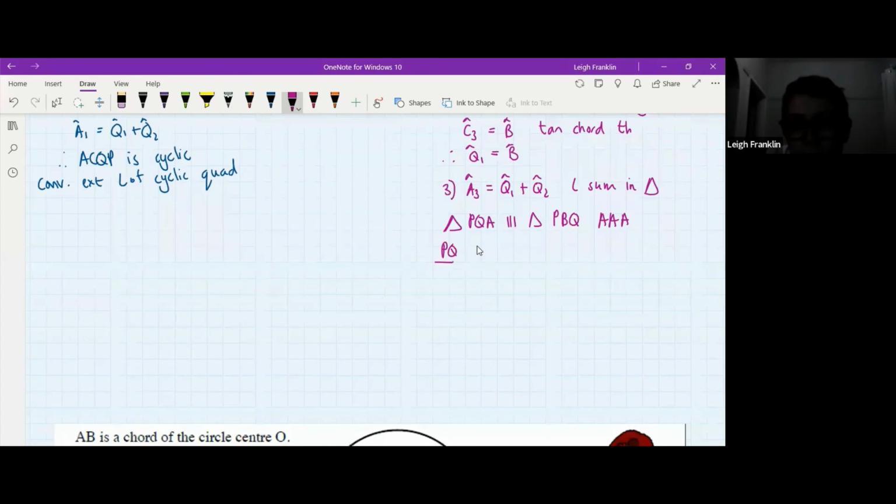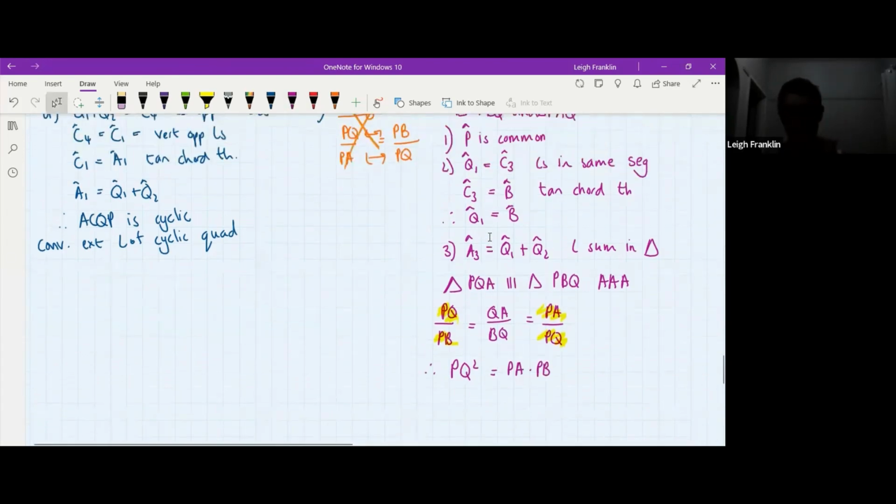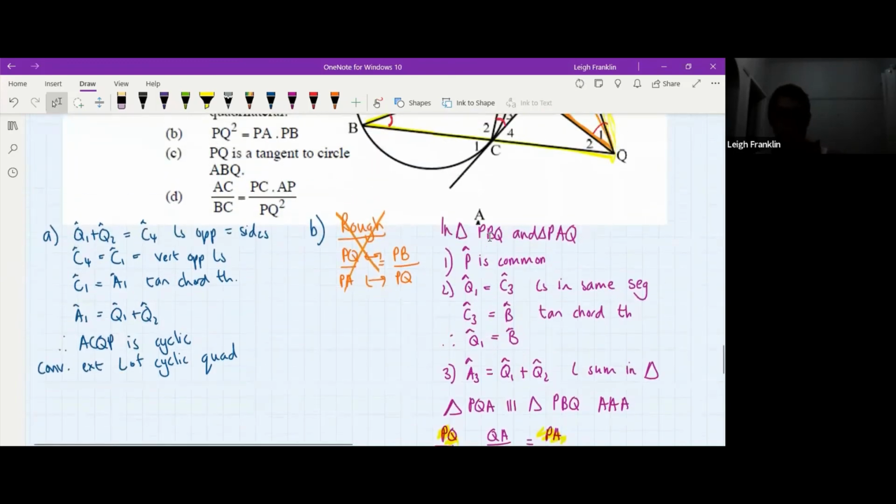Okay, so PQ, first two over first two, PB, is equal to second two over second two, QA over BQ, is equal to first and last, PA over first and last, PQ. And because we wanted PQ squared, there's PQ there, there's PQ there. So now we can cross multiply. So that means that PQ squared was equal to PA times PB. All right, so we've got that. Everybody happy?